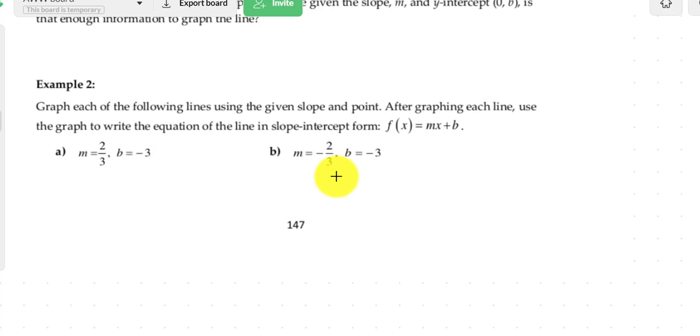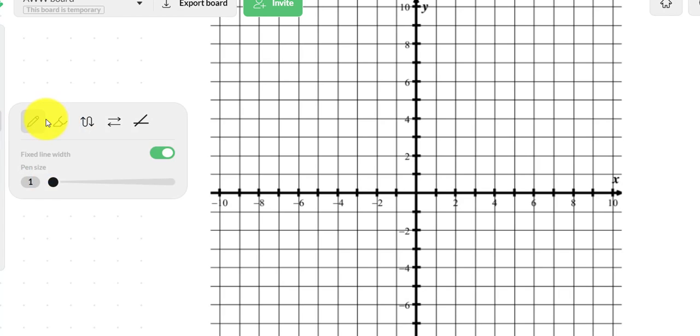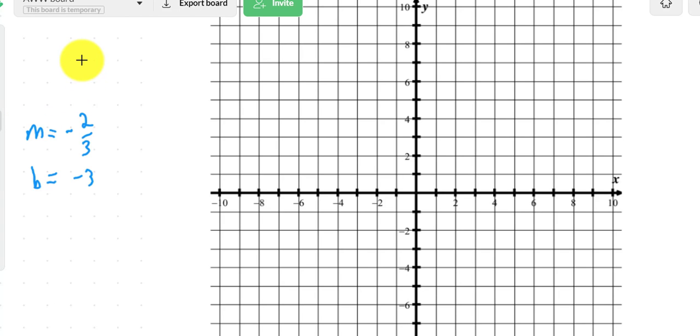Now they make a slight change here. Our slope is -2/3, but our b is still the same, -3. So I'm going to put a point at -3. Let me just get my pen tool. So we still have the same point at -3, but this time my rise over run could either be -2 over 3 or +2 over -3. Either one, I'll just put a big or, will work.